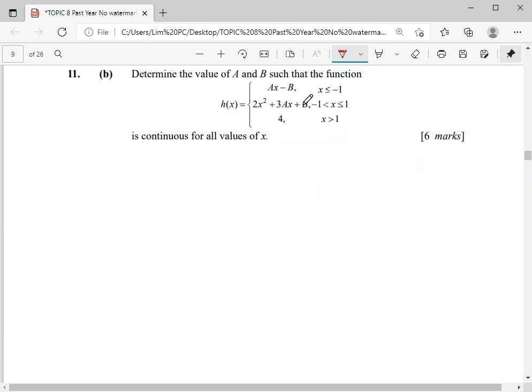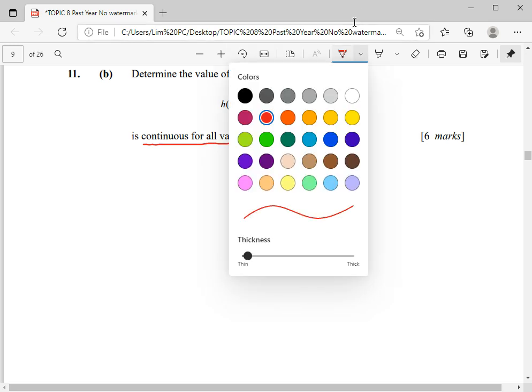So question B, they also give us a new piecewise function. They say determine the value of a and b such that it is continuous. So it already mentioned it is continuous, so we just want to make sure the left hand side equals the right hand side. Then the function can be continuous.